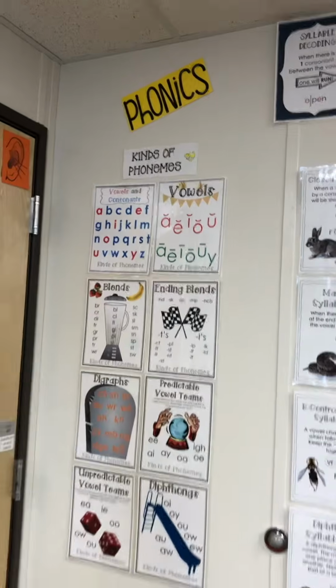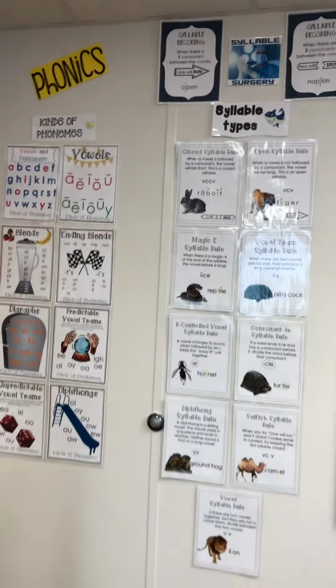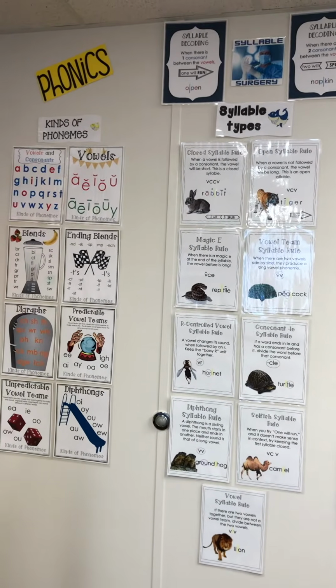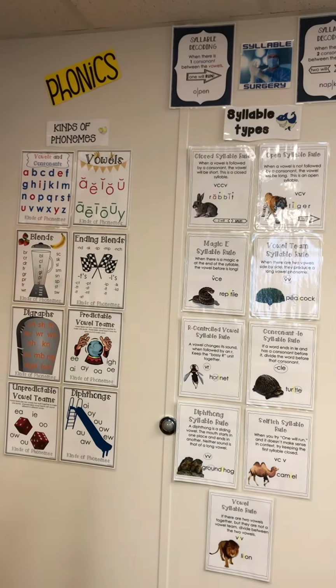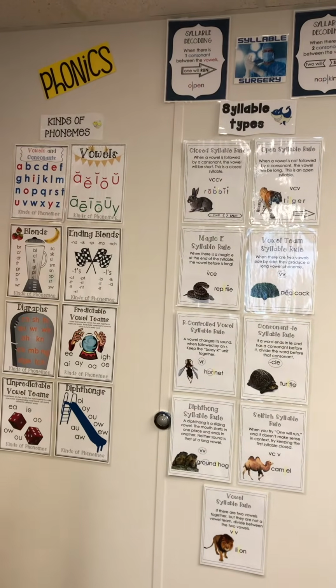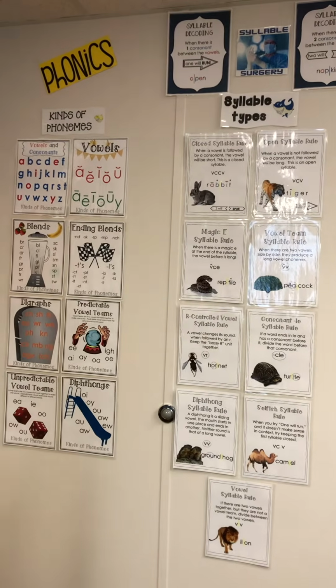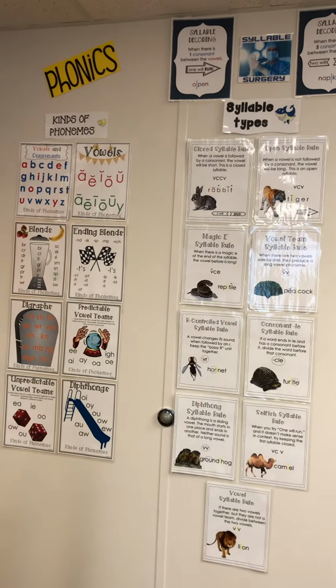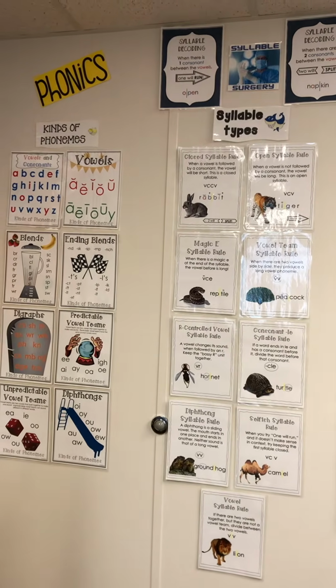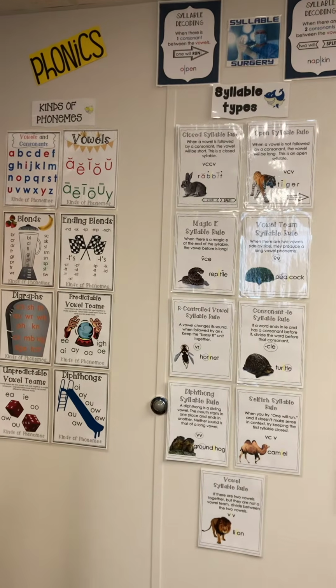Then we move on to phonics. If I was just in a 2nd or 3rd grade classroom, I would probably have this as a build as you go, where I would add just one at a time as we learn them through the scope and sequence. But because I have 5th graders in here that have already learned all of this, I have it up for them just to access and for me to reference.